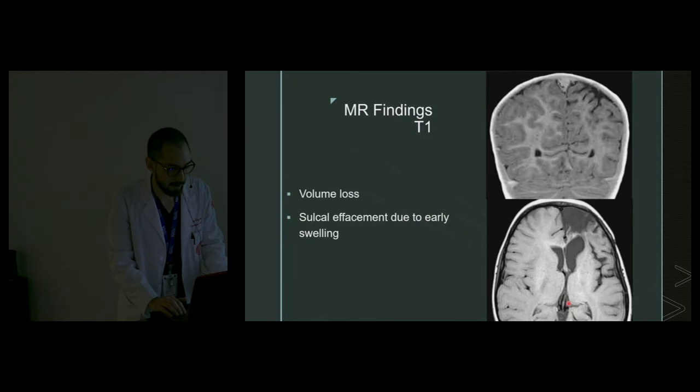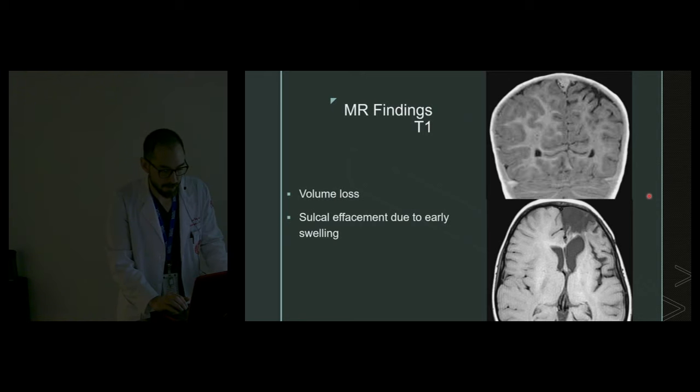On the MRI, on the T1, we can see the volume loss, and in early phases, we can see the sulcal effacement due to early swelling or the phase of inflammation. On this image, which is a coronal T1, we can see the parietal, cortical, and subcortical atrophy. The frontal and parietal lobes are commonly the first regions to be affected and to show changes on the MRI.